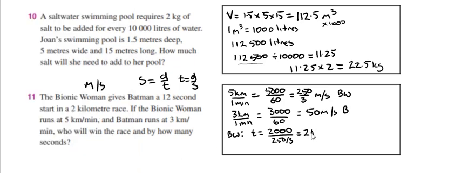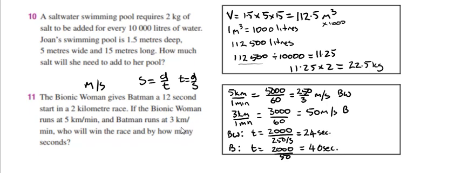So it takes the Bionic Woman 24 seconds to run the race. What about the Batman? Well, T will equal 2,000 divided by 50. Now I can do that one in my head. That's nice and easy because that's just 40 seconds. 24 seconds. 40 seconds.